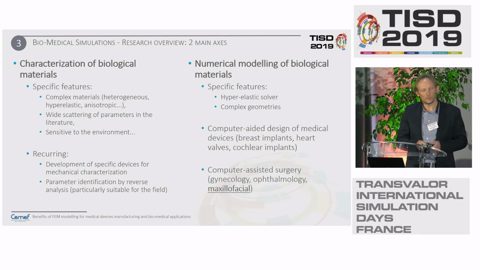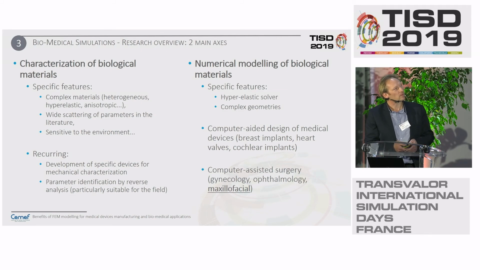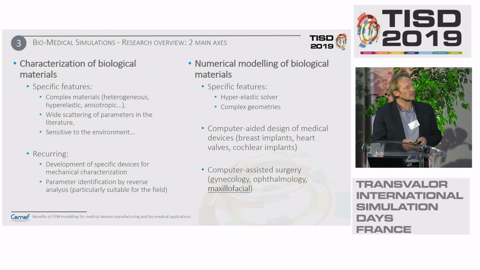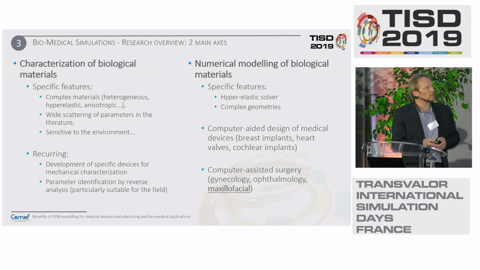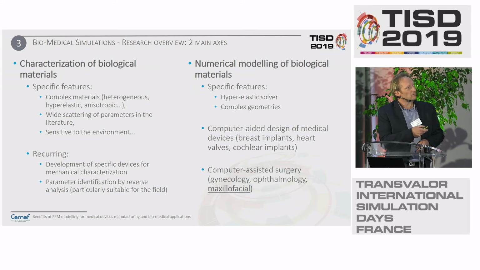So now I'm going to focus on my own topic. It has been divided, in fact, into two different axes. One is dedicated to the characterization of materials, including biological materials. Biological materials are awful materials. Most of them are heterogeneous, hyperelastic, and anisotropic, so the worst, I think, in the world.